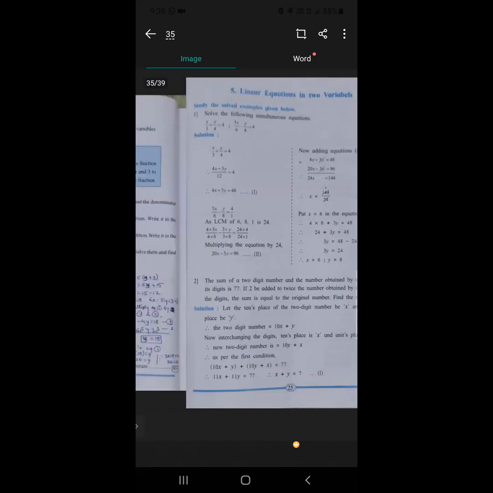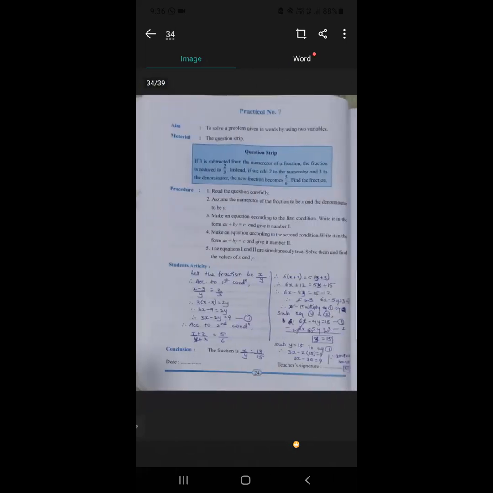Now the next, that is practical number 7. I think practical number 6 page is there at the last, so that we will solve. So here you can see practical number 7.